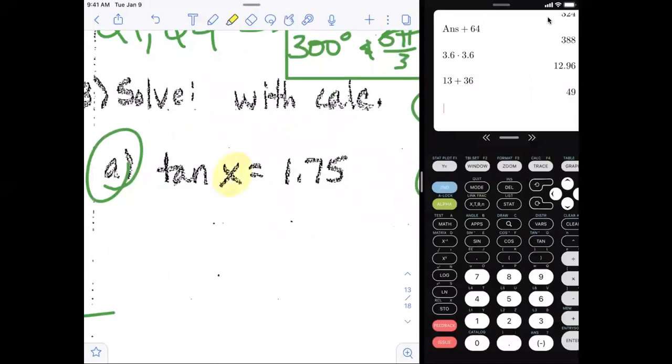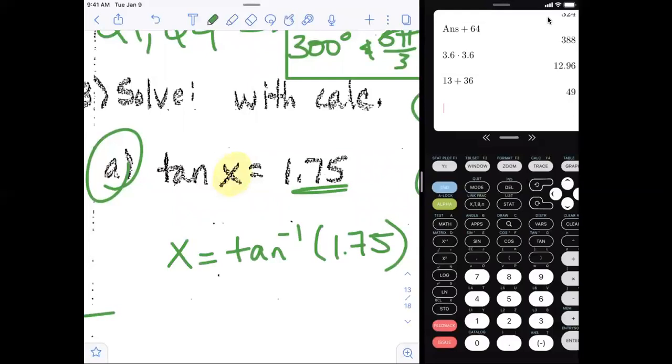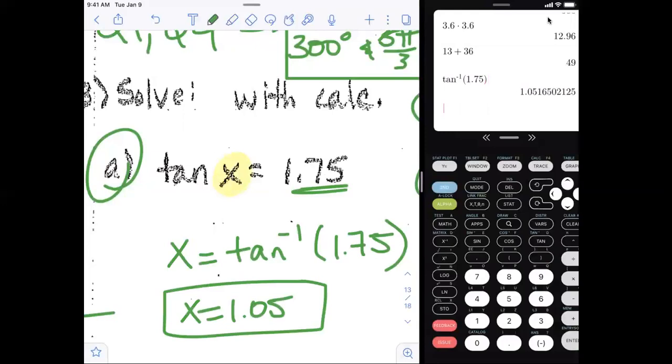In order to find X, we did this with word problems. In order to find your angle, we have to do my inverse tangent. X is going to equal tan to the negative first of 1.75. I'm in radians, so my calculator knows I'm talking to it in radians. So I just do second tan 1.75. So X equals 1.05. If it makes you happy, you can write radians behind it because it doesn't have a pi, so that might be confusing to you. But you don't have to. 1.05 is my answer.